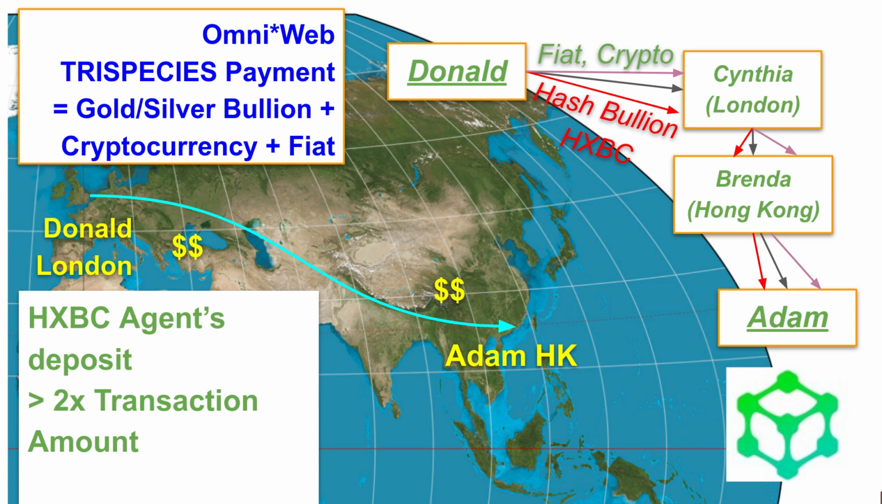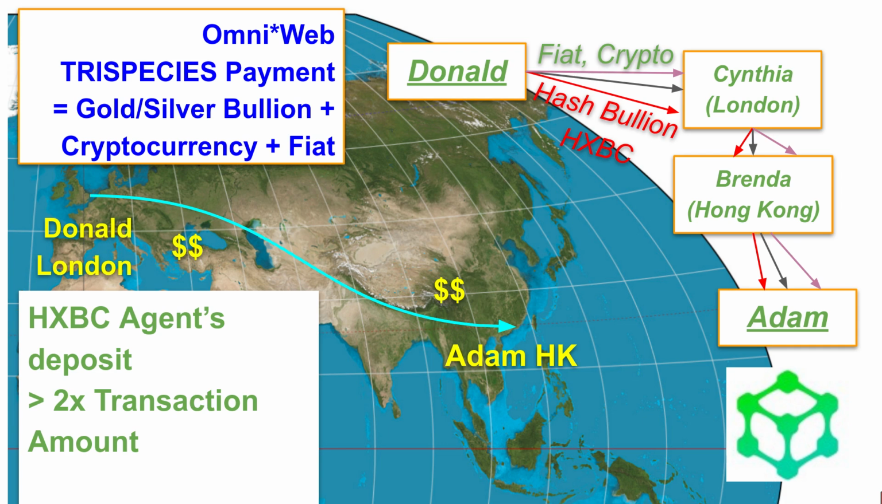To qualify as hash bullion agents, Brenda and Cynthia must demonstrate to possess twice the amount of gold bullion requested by clients for payments. For example, Brenda must possess 2 troy ounces of gold and be audited in order to qualify to make payment at a maximum of 1 troy ounce of gold per transaction.